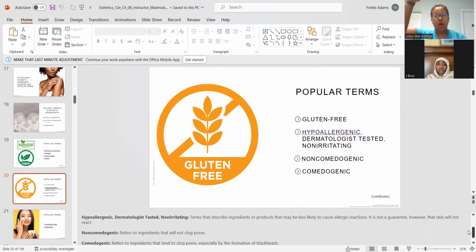Hypoallergenic. Hypo means under, decreased. Allergenic is pertaining to creating an allergy, right? Dermatologist tested, non-irritating. These are terms that describe ingredients or products that may be less likely to cause allergic reactions, but they cannot make the guarantee.